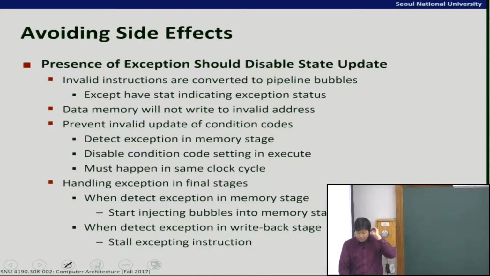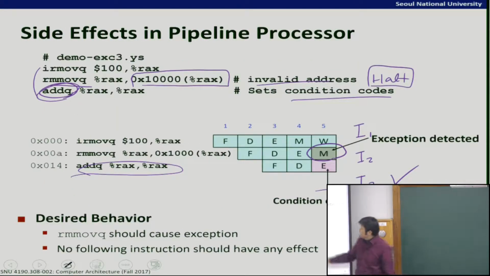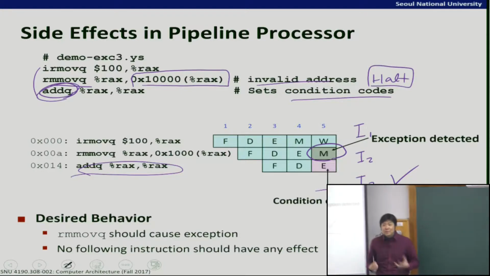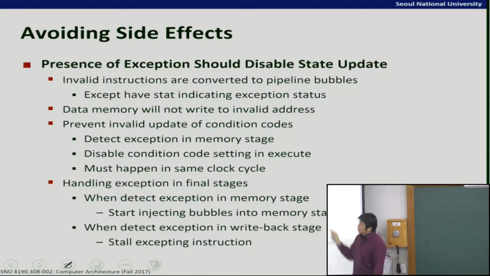So in the previous example, how can we prevent overriding the condition code by mistake? We have to look at the earlier instructions in the pipeline. If either of these 2 instructions causes an exception, then we should not update the condition code. That's what this bullet point is saying: we have to prevent invalid updates of the condition code.